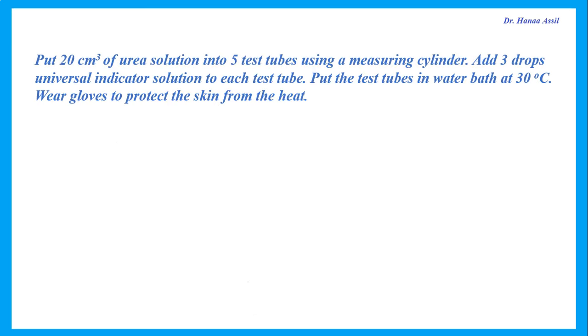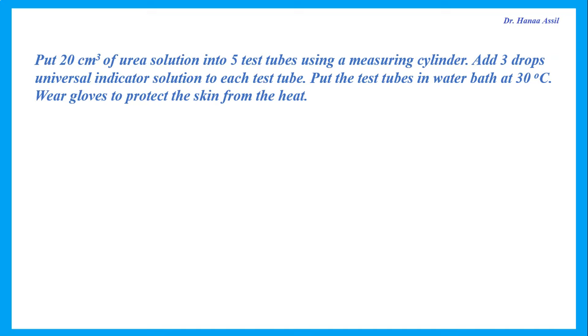So for an experiment like this, for example, I can say put 20 centimeter cubed, the specific amount of urea solution, into 5 test tubes. Usually we do at least 5 different readings. Using a measuring cylinder, add 3 drops universal indicator solution to each test tube. Put the test tubes in a water bath at the same temperature.